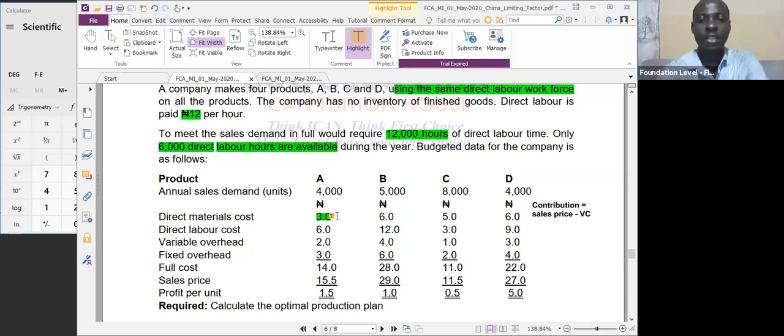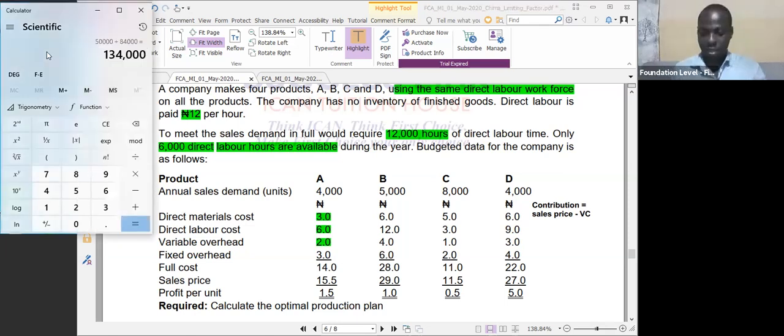Direct material is 3 naira, direct labor is 6 naira, and variable overhead is 2 naira. So what do we do? What do we have here? 3 plus 6 plus 2. That gives me 11. 11 naira per unit is our variable cost.